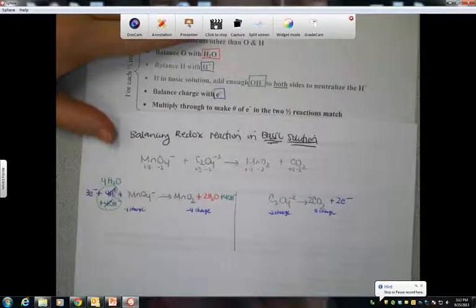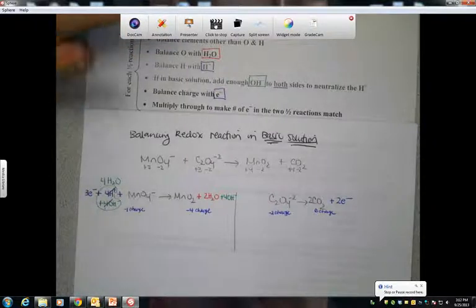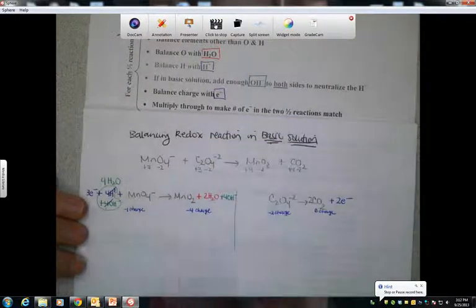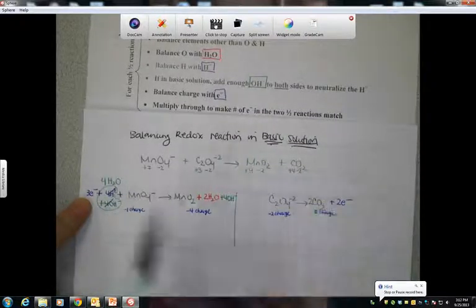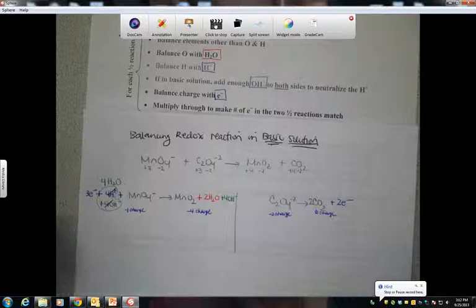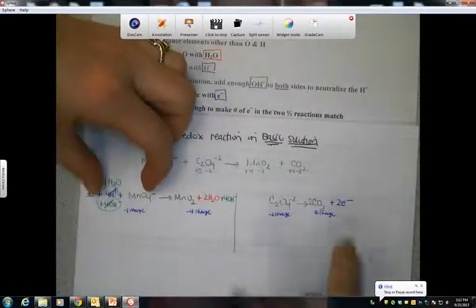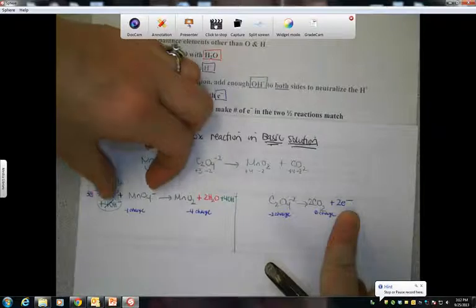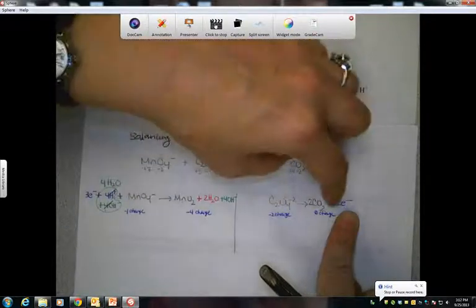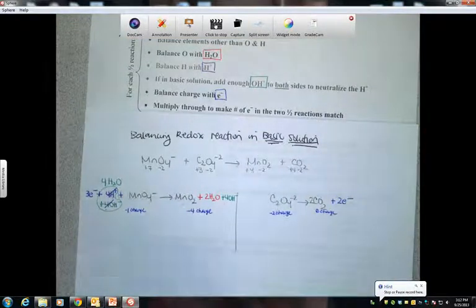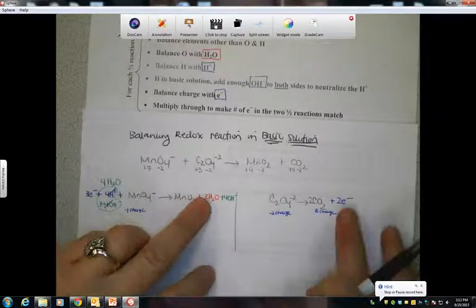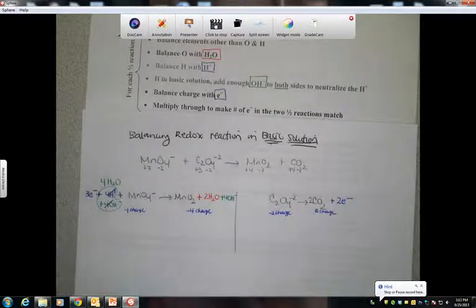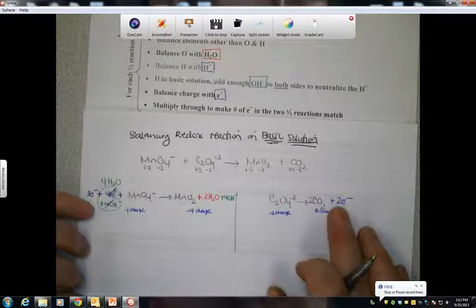Now we're going to multiply by a common multiple, and I'll do that in black, to get the electrons on both half reactions equal. You'll notice that this reaction has 3 electrons involved, and this reaction has 2. I would double check and make sure that your electrons are on opposite sides of the equations, meaning that these electrons are on the reactant side and these are on the product side. If you have them both on the reactant side, or both on the product side, you've done something wrong, so you might want to go back and fix it. But notice that 3 and 2 are not equal, so we need to make them equal.